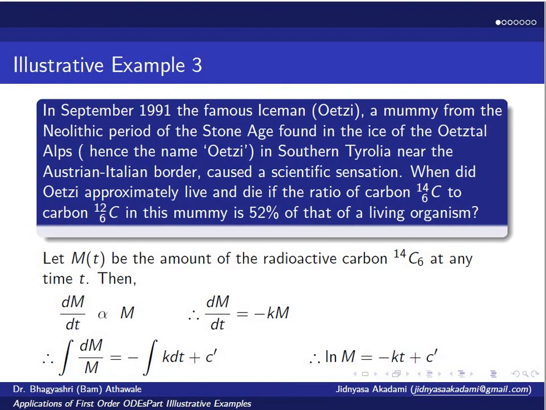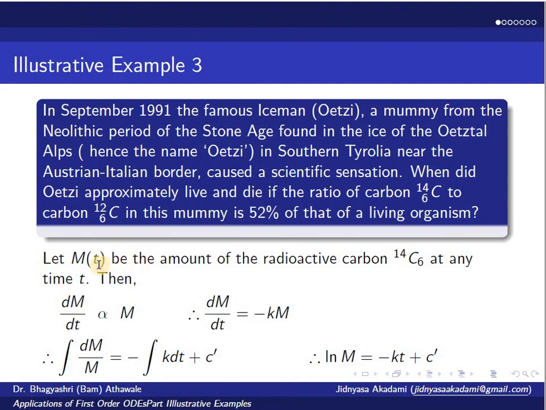In the third problem, we have to calculate the age of a fossil. What is given to us? That in that fossil at present, the ratio of carbon 14 to carbon 12 in this mummy is 52% of that of a living organism. That means the ratio in the atmosphere, or in a living organism, they are the same. You can check these facts with our previous video also, the video on applications part 1.